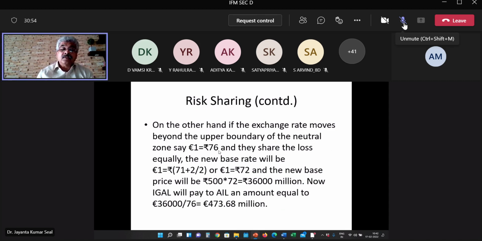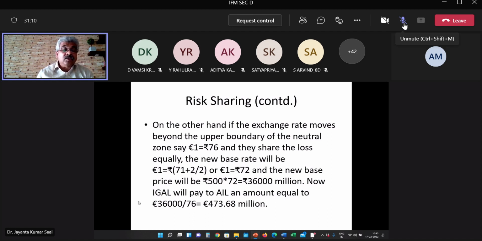So similarly, if it goes beyond the upper boundary of the neutral zone, say 76, there is a loss. So how much is the loss? 2 rupees, shared by them, assuming equally. So the new base rate will be 71 plus 2 by 2, that is 72. New base price will be 500 into 72, that is 36,000.